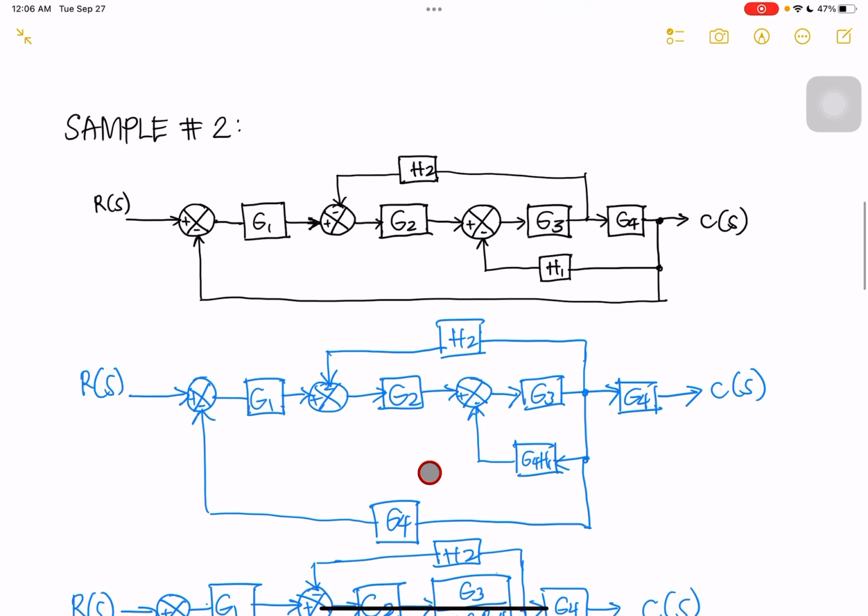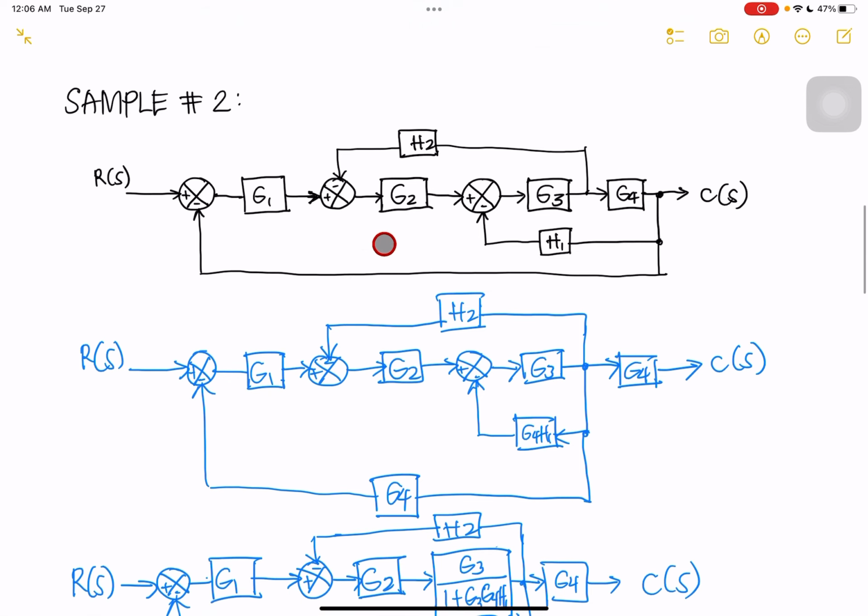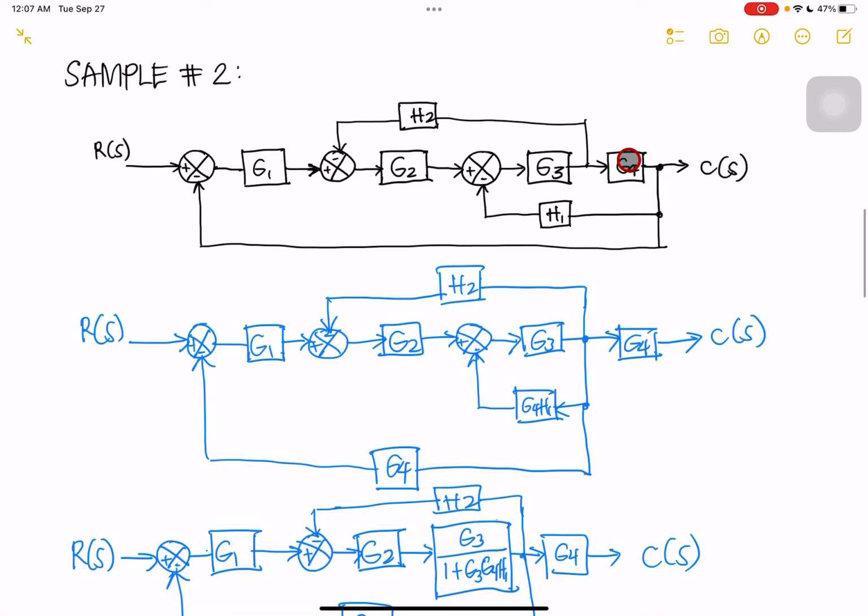Sample number 2. Ito naman medyo mas complicated na. So, anong una natin gagawin? Ano ba yung madadali? So, unahin natin itong G4. Okay? Ilabas natin yung G4. Alis itong node, itong branch point na to, i-move natin dito. Kasi hindi natin siya mako-consider na series, tapos, feedback lang kasi mayroong connected sa kanyang H2. So, i-move natin tong node na to dito.